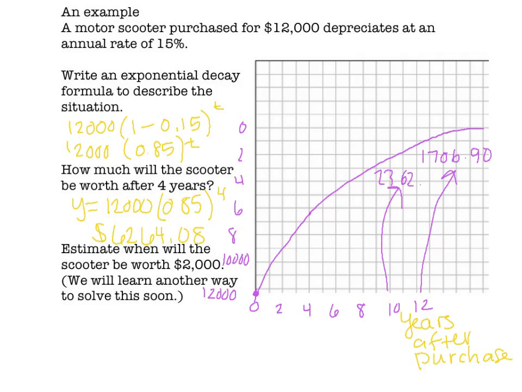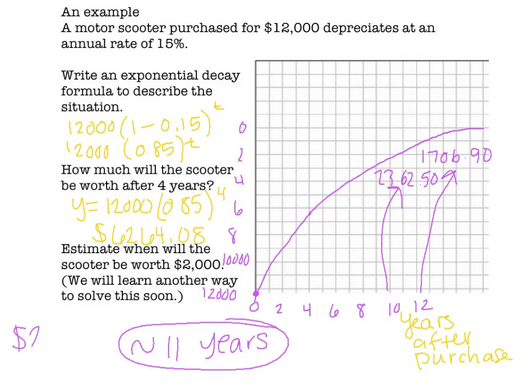So a reasonable estimate here might be about 11 years. If I actually plugged in 11, I would get $2,008 out of that function, which is pretty close. So 11 years is a perfectly reasonable estimate, and soon we will learn again how to calculate exactly when it would be worth $2,000.